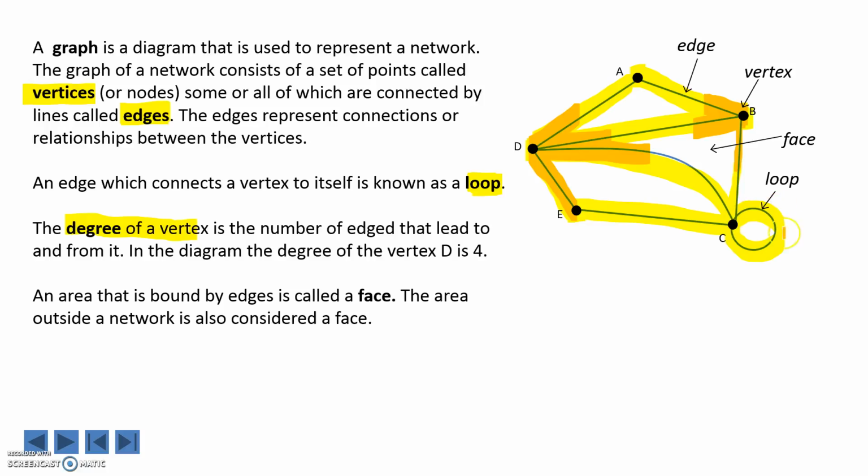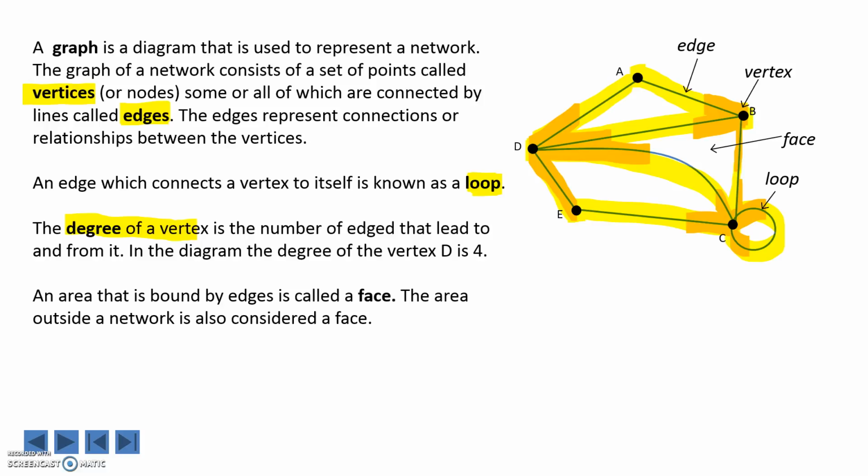So if we have a loop, how do we talk about that? It's still all the lines coming off, 1, 2. So if you have a loop, you actually add 2 edges. So 2, 3, 4, 5. So C would have a degree of 5.